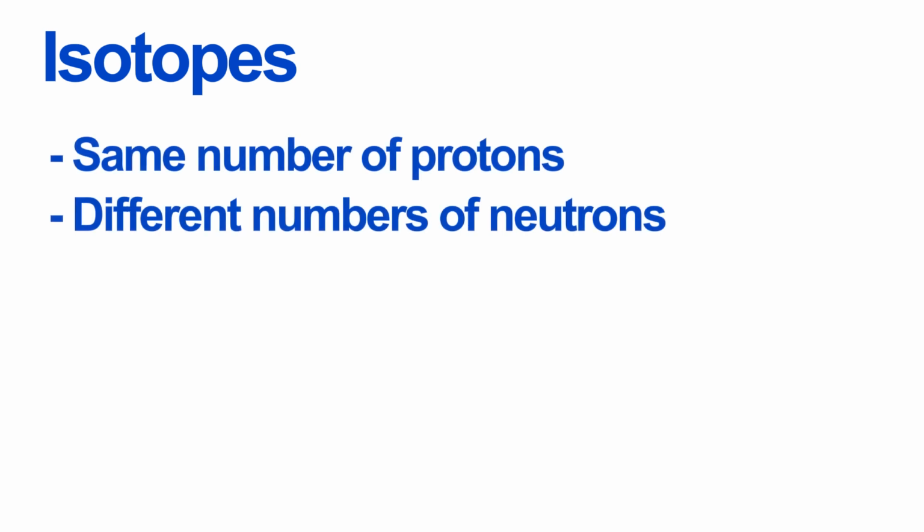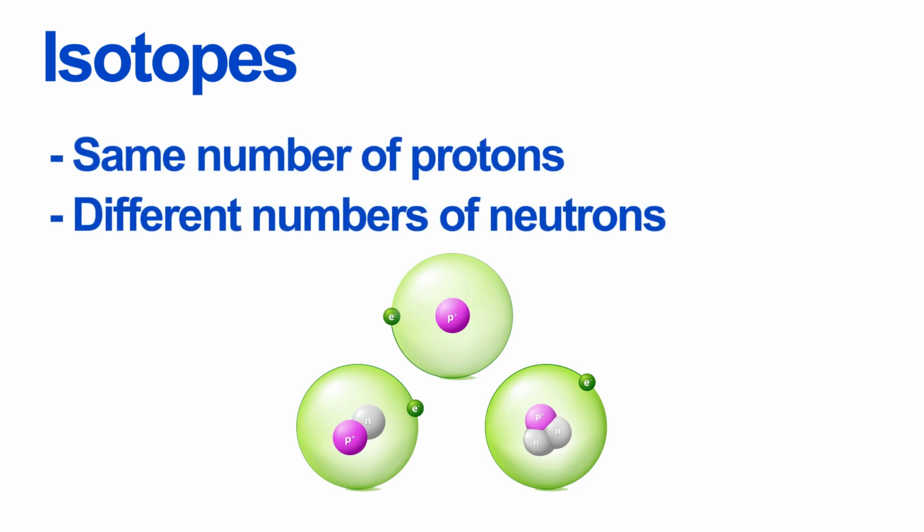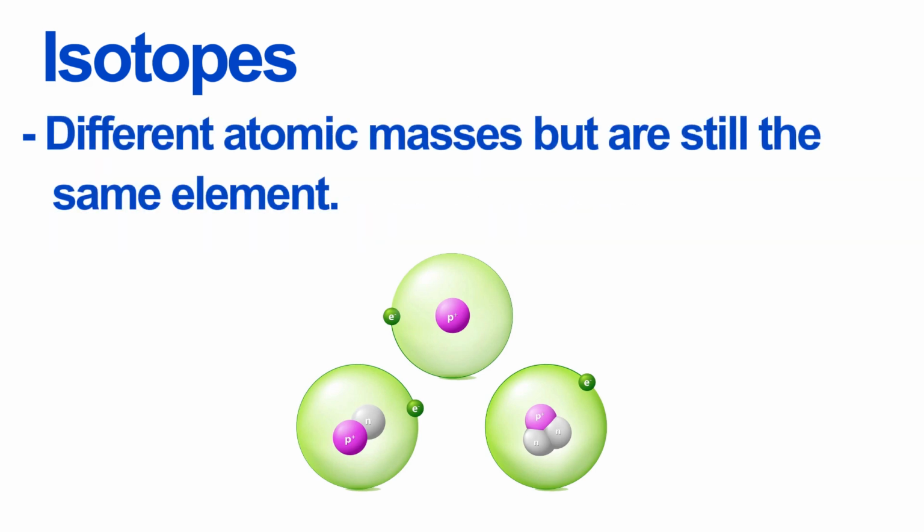All atoms of the same element have the same number of protons, but can have different numbers of neutrons, which we call isotopes. Isotopes are atoms of the same element, with the same number of protons but a different number of neutrons. This means they have different atomic masses, but are still the same element.